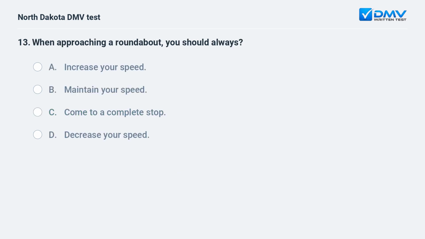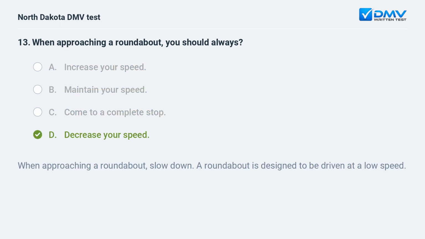When approaching a roundabout, you should always: A. Increase your speed. B. Maintain your speed. C. Come to a complete stop. D. Decrease your speed. D. Decrease your speed. When approaching a roundabout, slow down. A roundabout is designed to be driven at a low speed.